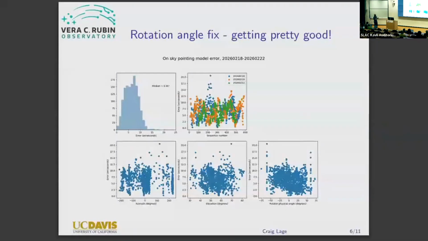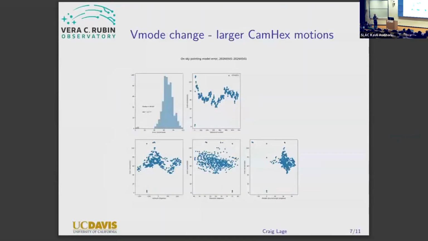And so then that got corrected, and now we're down to 6 arc seconds in the upper left. The median is about 6.5 arc seconds, and in the bottom, the dependence on azimuth, elevation, and rotator angles is pretty flat. So we ran this way for a while, looking pretty good. We were pretty happy with that. Then we made a change to what are called the V modes, which caused larger motions in the camera hexapod. They got much worse. You probably can't read it, but it's a median of 68 arc seconds. And so we had to take that out.